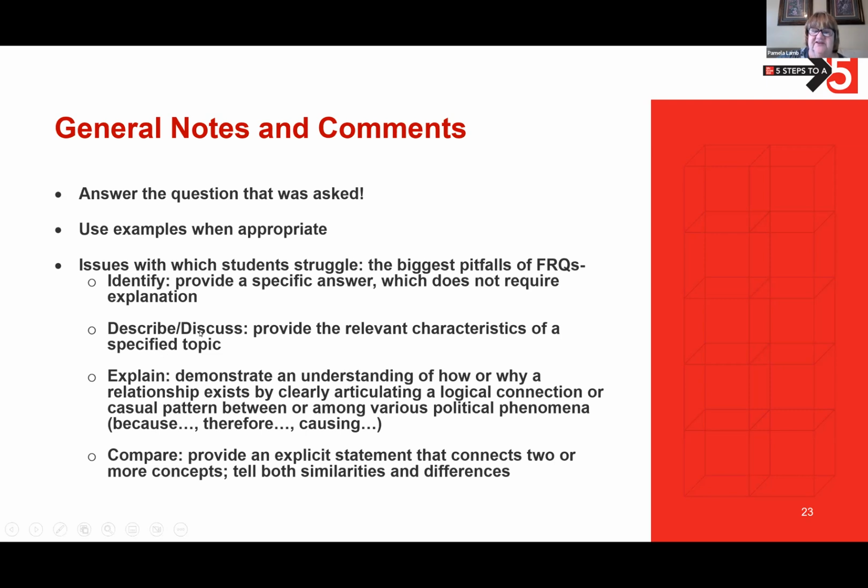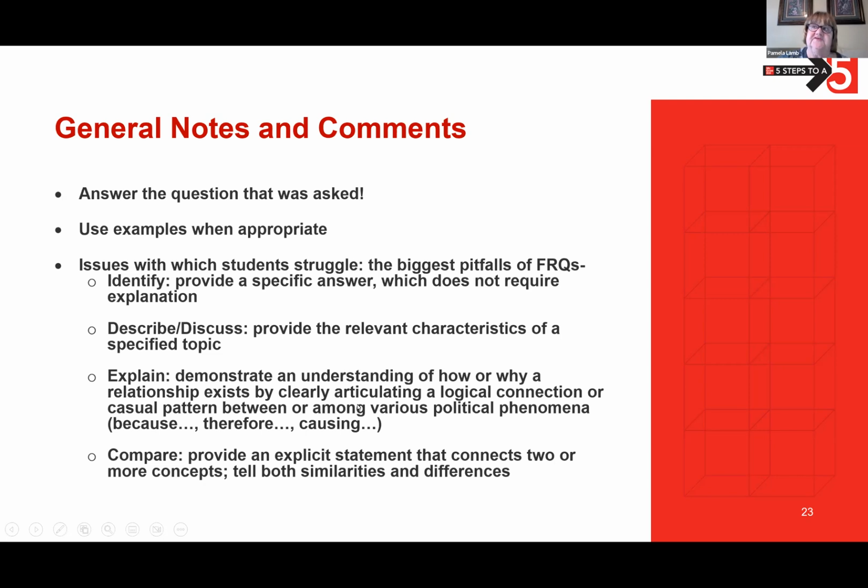If you're asked to describe something, make sure that you talk about the characteristics of whatever that topic is. If you're asked to describe the role of Congress in the passage of a bill into a law, then you have to go through that process and you have to describe what happens at each of the different stages.